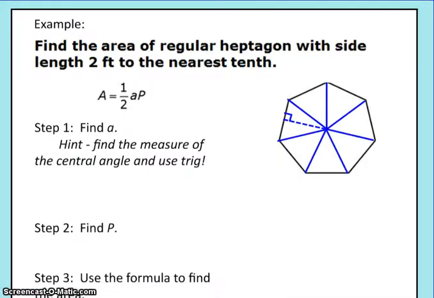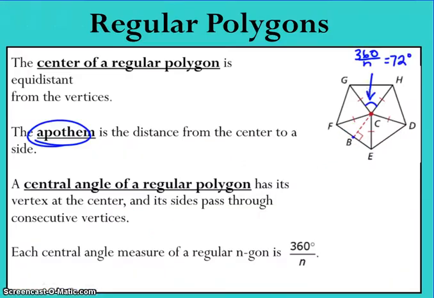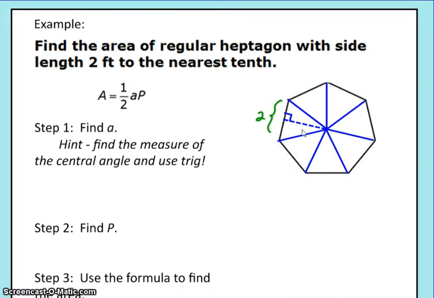This is find the area of the regular heptagon with the side length of 2 and round your answer to the nearest tenth. So this is the side length of 2, and we need to find the apothem. We actually can find the apothem using our right triangle trigonometry. Now the first thing we need to do is go back to this formula here where we said 360 divided by n will get me the central angle. So 360 divided by 7 will give me this angle I just marked in here, 51.4 degrees.